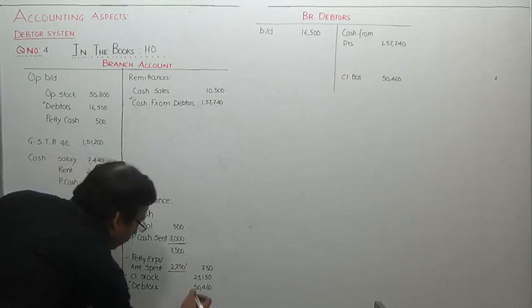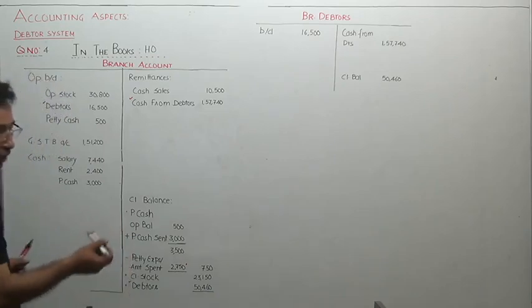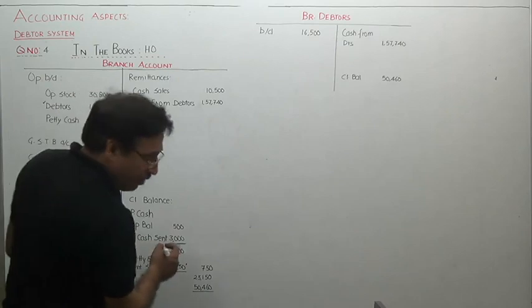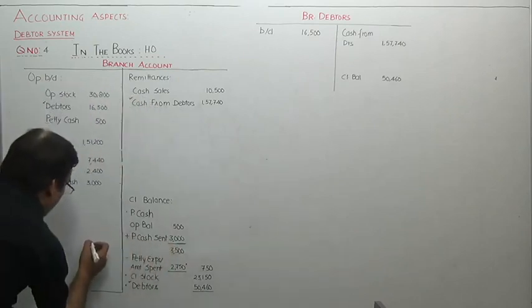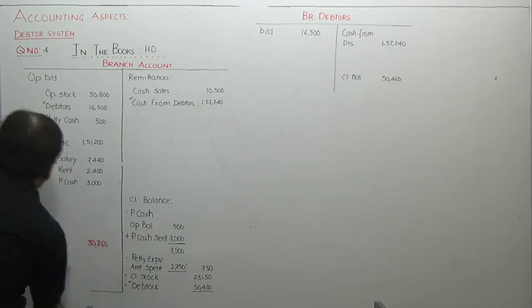So now I am going to tally it. So my net profit will be 30,760 as per the solution. 30,760 as it is. So 30,760 will be your net profit. Correct?